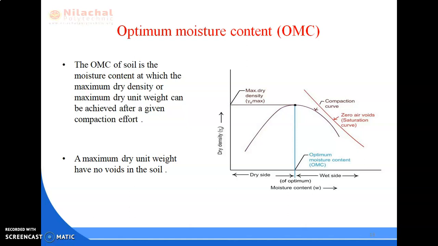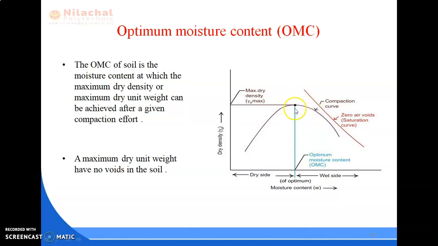So, the OMC of soil is the moisture content at which we can achieve the maximum dry density or maximum dry unit weight after giving a compaction effort. And a maximum dry unit weight has the fewest voids in the soil. So, this is the graph which shows the moisture content or water content on the x-axis and the dry density on the y-axis. And here it shows that as the water content increases, the dry density also increases simultaneously up to some extent. After that, water content increases, but dry density decreases.